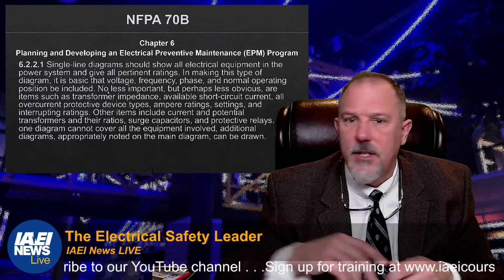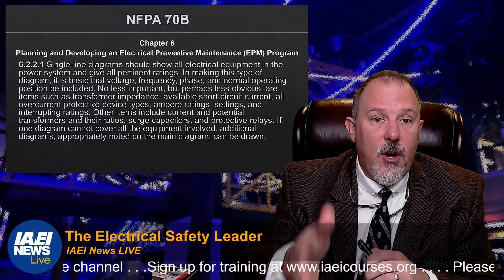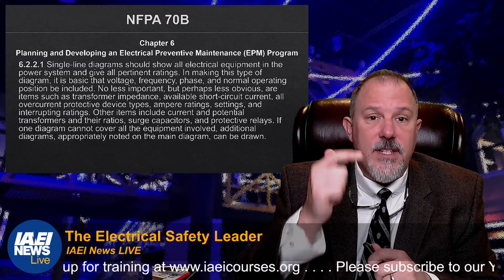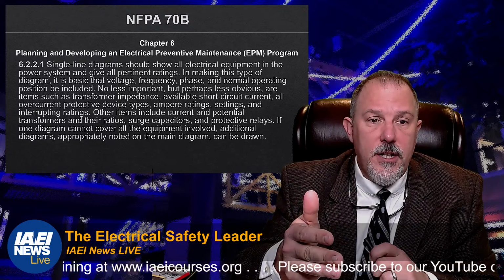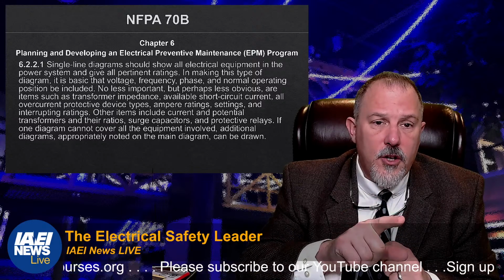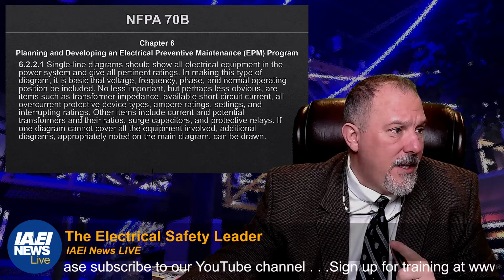Single line diagrams. And this tells you what they should have. Electrical equipment in the power system, giving all pertinent ratings: basic voltage, frequency, phase, nominal operating position. And we talked about all of this. Available short circuit current, all overcurrent protective devices, types.